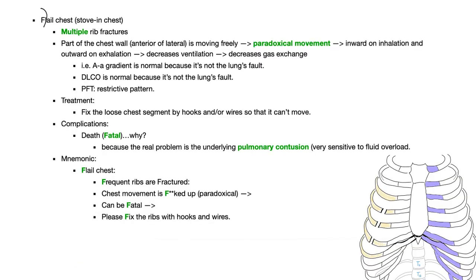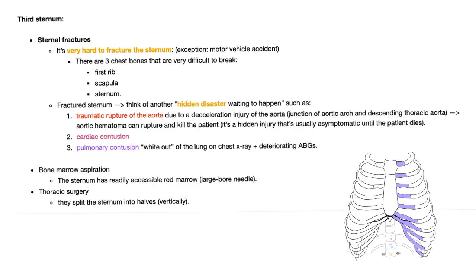Flail chest is freaking important and freaking fatal. Multiple rib fractures. Paradoxical movement. Fix the ribs with hooks and wires, lest pulmonary contusion should occur. The sternum is very hard to break or to fracture. Therefore, if you find a fractured sternum, look for a hidden disaster waiting to happen, such as traumatic rupture of the aorta due to a deceleration injury, cardiac contusion, or pulmonary contusion.